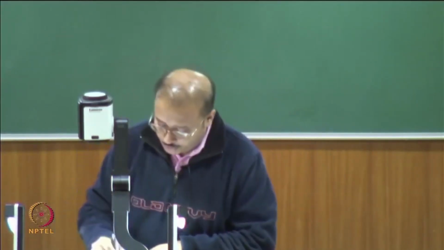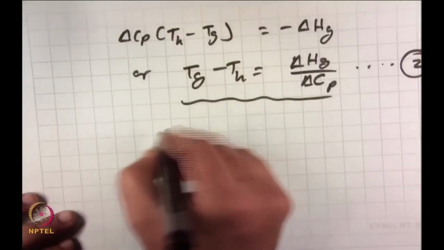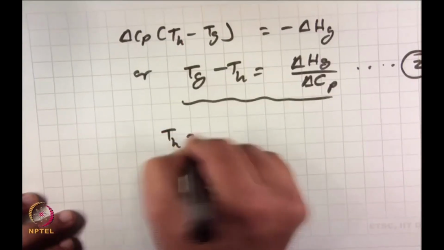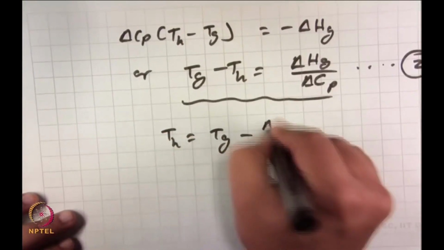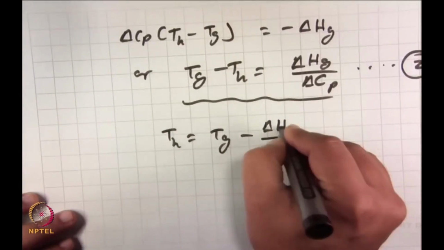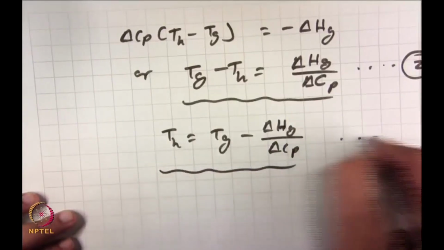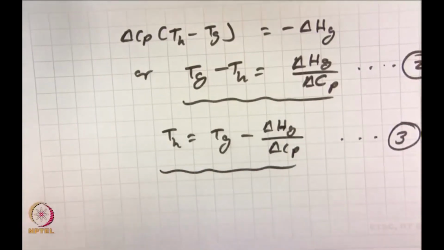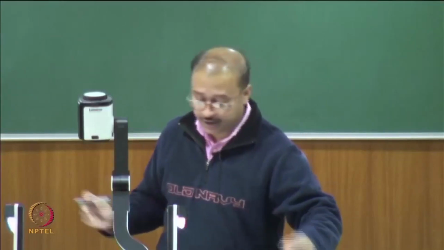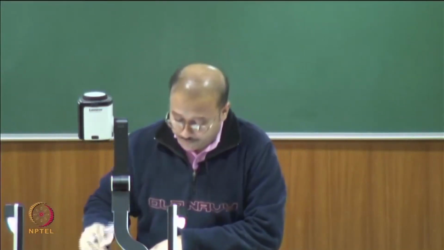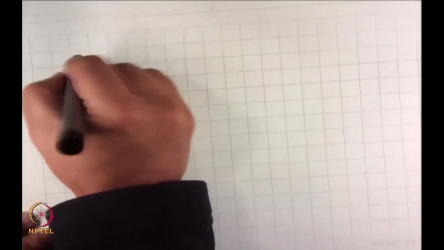So, what we can do here, we can rewrite this equation as saying that, therefore, Th is equal to Tg minus delta Hg over delta Cp. So, this is our equation number 3. So, this is the relation between Th and Tg through the ratio of delta H over delta Cp. Okay. Now, correspondingly, what we will also do is, we will do the same for entropy now. So, let us look at entropy now.